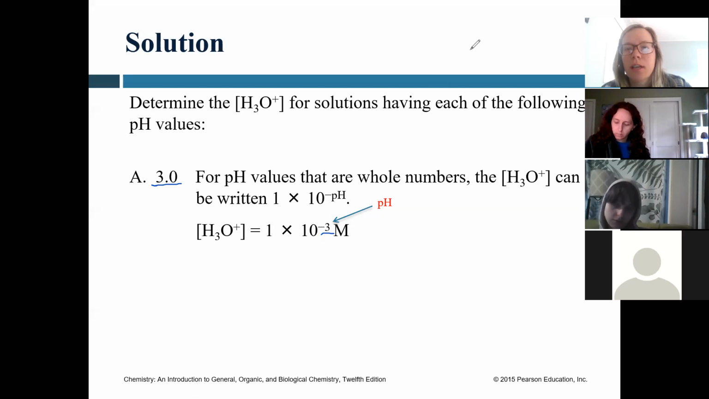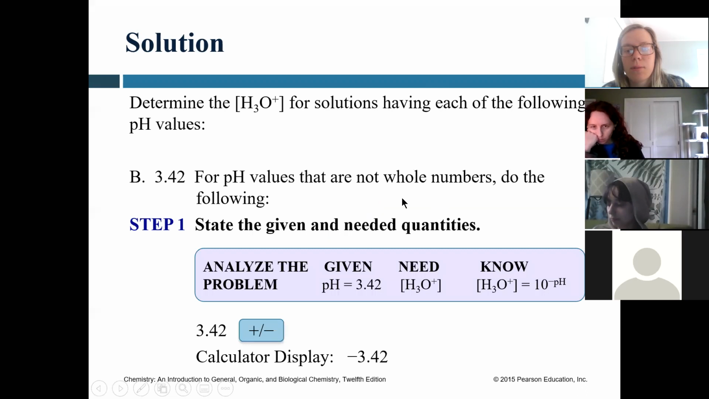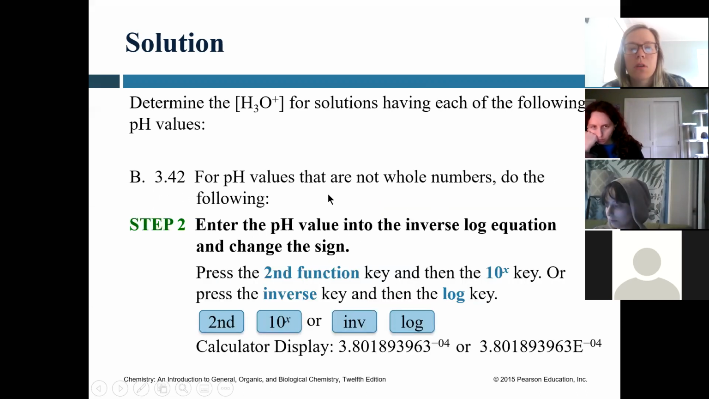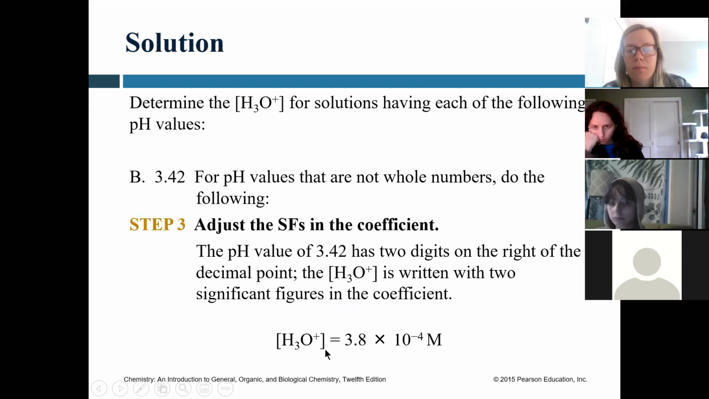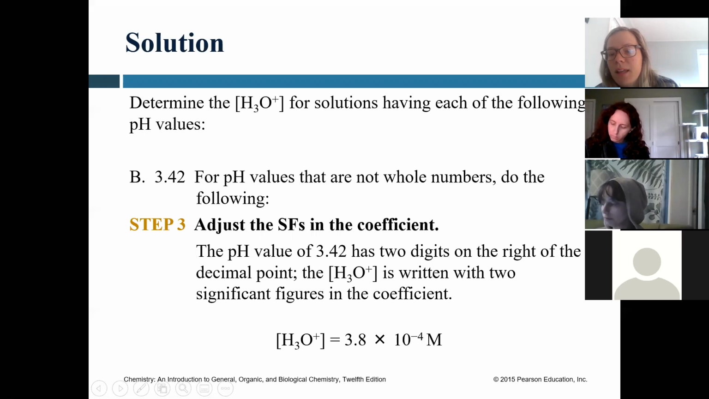You're going to want to get comfortable again writing things in scientific notation like this, or being able to identify it. The other one, I had 3.42. When we plug it into our calculator, we get something like 3.8 times 10 to the negative 4. Again, your calculator may have given you something like 0.00038, with a bunch of decimals. You just want to use the 2 sig figs and write it in scientific notation.